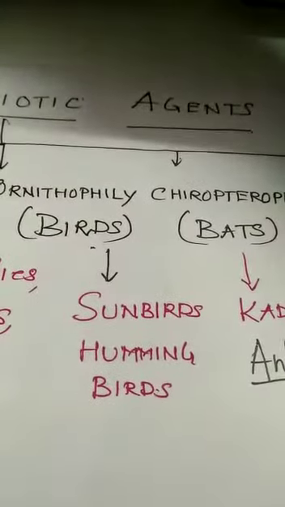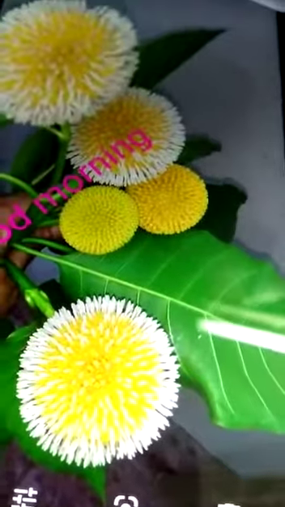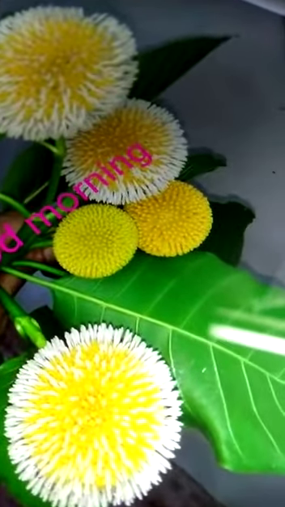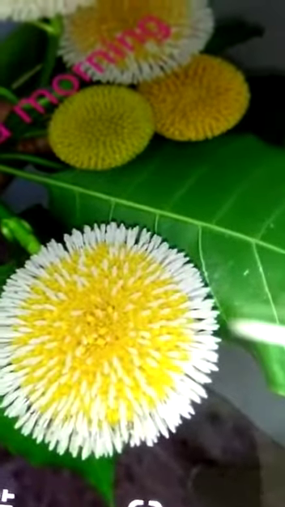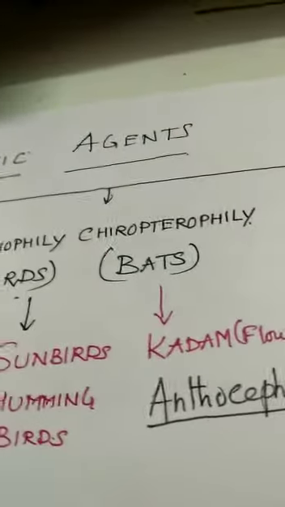the kadam ki fool, as we call it. What is this kadam ki fool? You can have a look at it. See here, kadam ki fool, very beautiful. It's very sweetly scented also. In Hindi literature and poems, there is a place for this flower, the kadam ki ped and its flower. This kadam ki fool, which we call Anthocephalus, is pollinated by the bats.